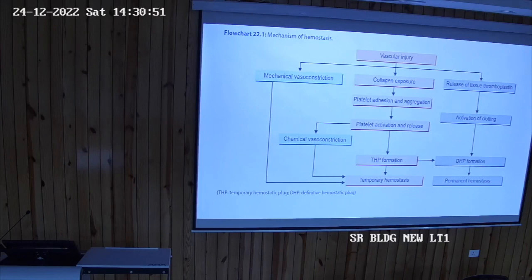Okay, we have divided hemostasis into 3 steps for the study, and those 3 stages are vascular constriction and collagen exposure, resulting in the temporary hemostatic plug formation or temporary hemostasis. Okay, platelet adhesion, aggregation and platelet activation and release. Platelet release is also called secretants, platelet secretions. Okay, an MCQ has come on this, so I am telling you, this is also a word. Okay, and release of tissue thromboplastin, activation of clotting, this will be taken up in the next class.